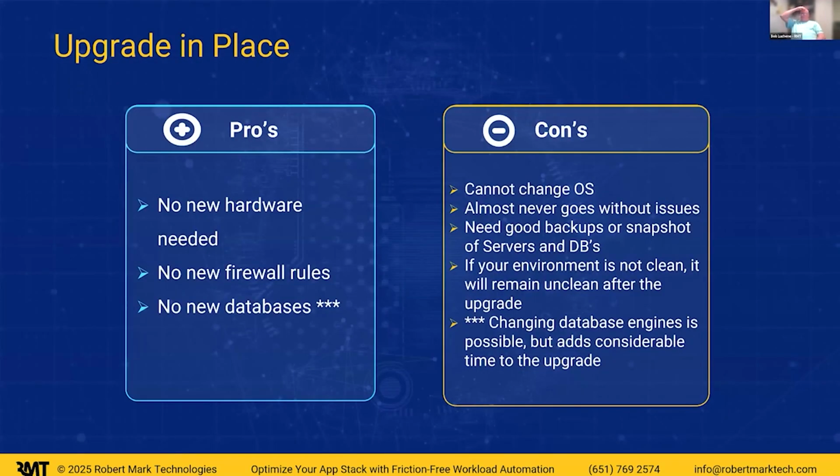An upgrade in place is the other option. The advantages are you don't need new hardware. You don't have to do firewall rules because you're using your same hardware. And you don't need a new database because you're going to upgrade your existing database. The negatives to it are you can't change OS because you're using your same hardware.